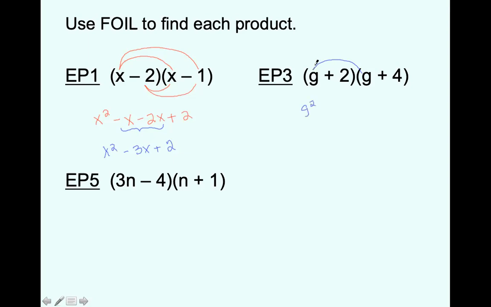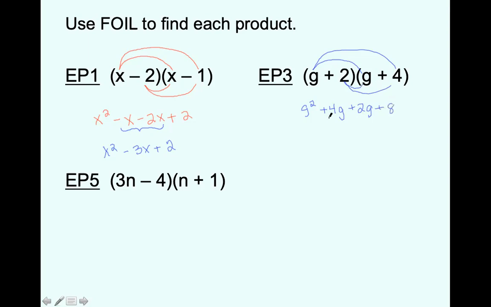We do our outside. That's these, right? The far away from each other terms. So g times 4 would be 4g. Notice we don't put the g first, we put the number part first. Then we do inside, 2 times g is 2g. And then last, we have 2 times 4, which is 8.